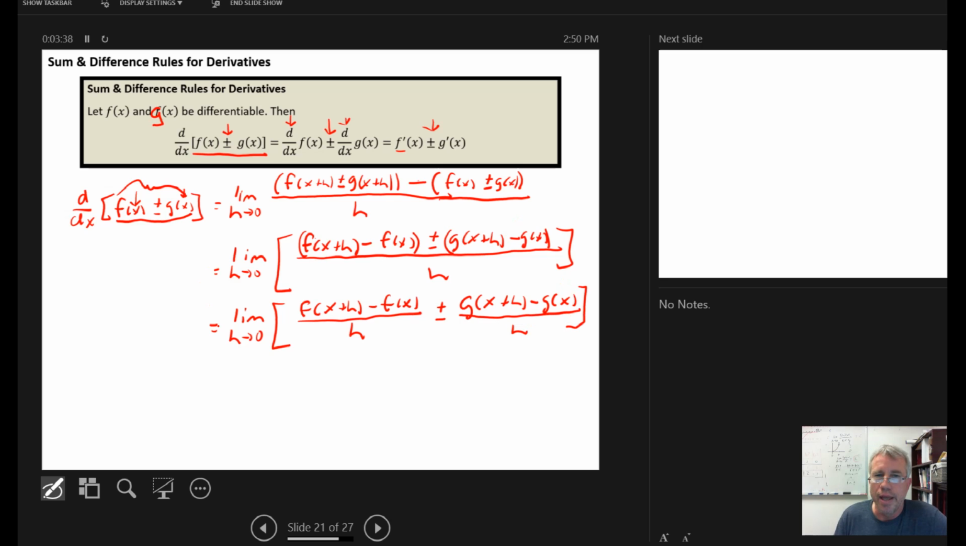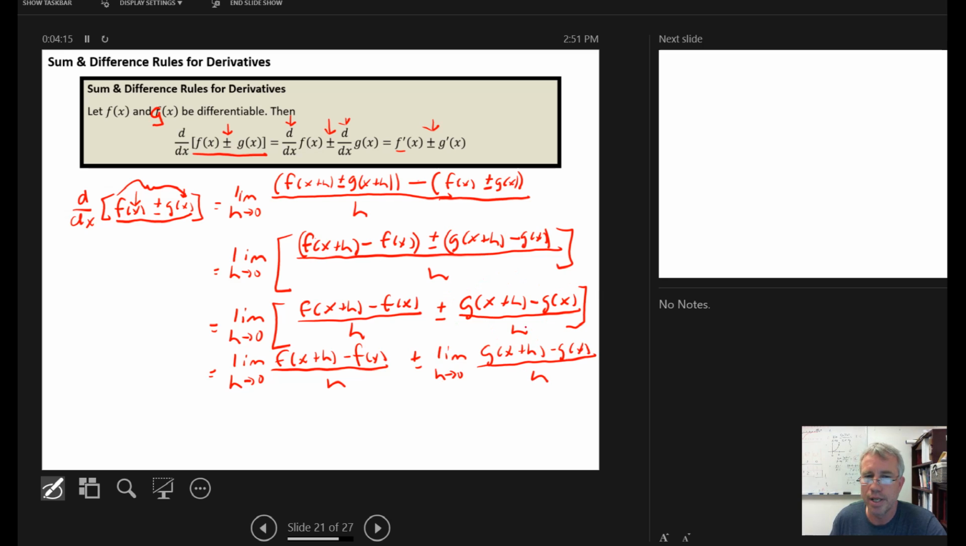And from homework 3 videos, we want to recognize that if we had the limit of the sum or difference of two ratios, we could take the limit of the individual ratios. So using homework 3 content, we could separate this into the limit of f of x plus h minus f of x all over h, plus or minus the limit as h goes to 0 of g of x plus h minus g of x all over h.